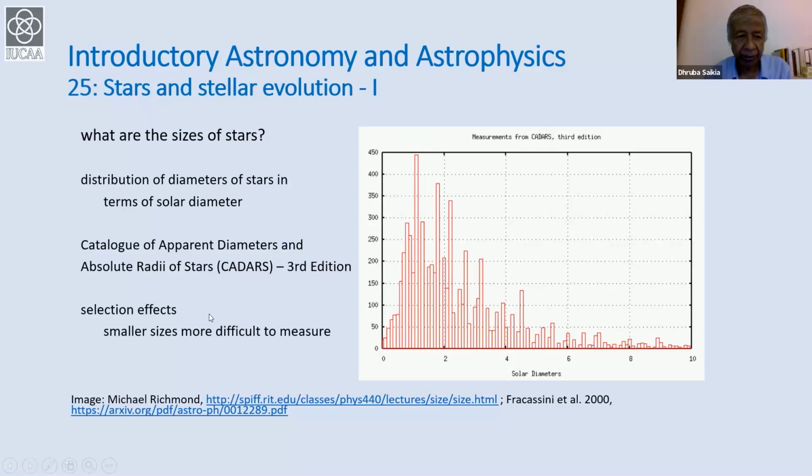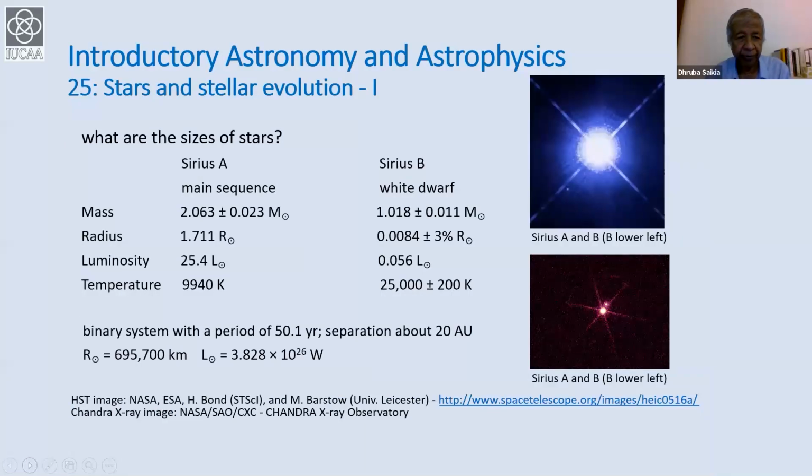When you measure the sizes, this is just a catalog which was published quite some time ago in 2000. This is the 3rd edition. They have kept a catalog of apparent diameters and absolute radii of stars measured by different means, including interferometric means. And this is in terms of solar diameters. Most of it is around 1 solar radius, and it tapers off as you go to larger radii. But one has to be careful that this dip over here is probably due to selection effects, because for smaller stars it will be more difficult to determine their diameters, particularly with interferometric means.